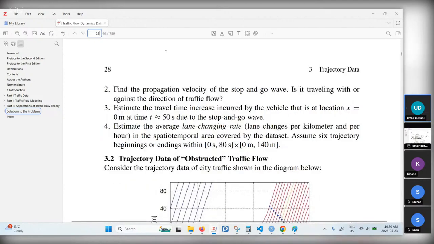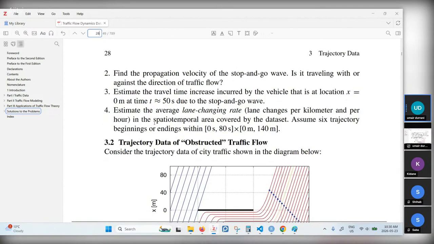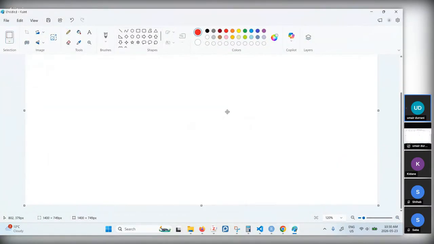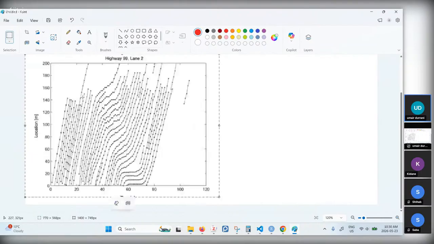Okay, going back to the questions. Question number 3, estimate the travel time increase incurred by the vehicle that is at location x equals 0 meters at time t equals 50 seconds due to the stop and go wave. Okay, so let's get rid of these annotations first. The easiest is to just delete this and then paste the plot again.